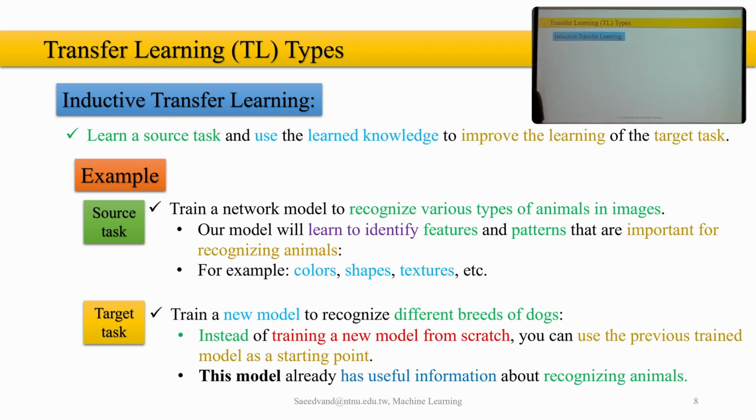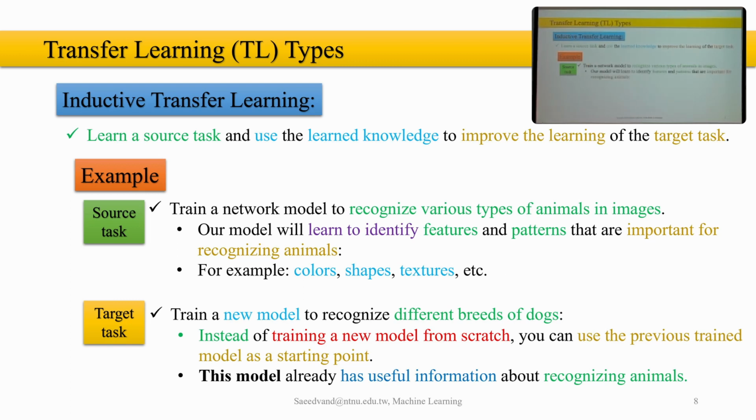If we want to break it down a little bit, take inductive transfer learning. As we said, we learn a source task and use the knowledge to improve the learning of the target task: first task A and task B. As an example, for the source task, we want to train a network model to recognize various types of animals in one image. So it's kind of a classification task. You can say this is a cat, this is a dog, this is an elephant, this is a zebra, etc.